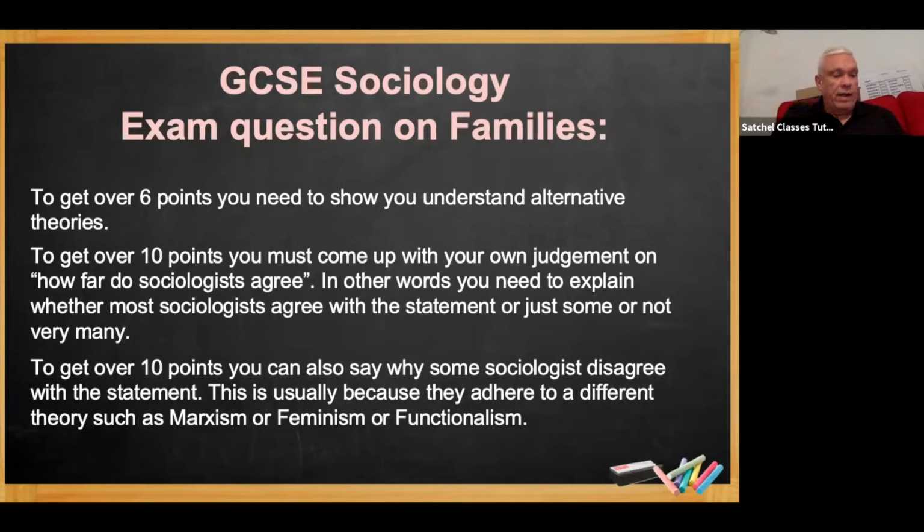One thing that I would suggest that you do is when you sum up, if you go through functionalists with Parsons, and you go through Bowles and Gintis, maybe the education system, for Marxists, and Oakley for feminists, you'll probably get up to 10 marks.